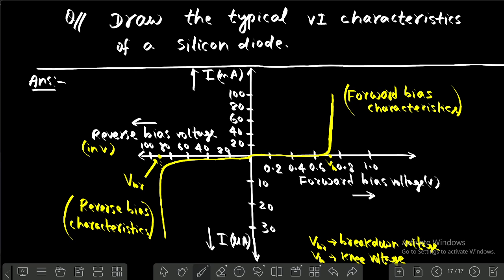Suppose you can't remember these values, then draw a normal graph, no worries, marks will be given. But if you do it, it is better, because typically they ask for a silicon diode, so at 0.7 the current should start increasing, and you should mention that. So this is the idea about the VI characteristics of a silicon diode. Is the graph clear? No doubt? Okay, note it down, all of you. Thank you.